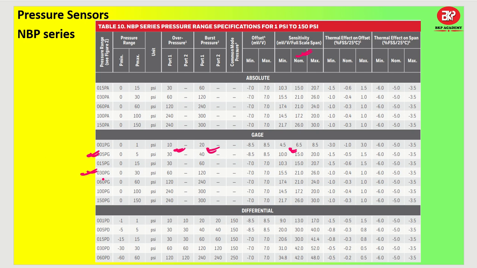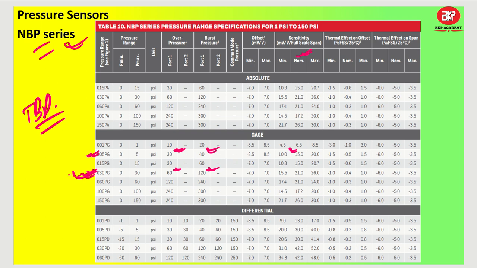Next, coming to the 30 psi, it can take up to 60 psi and 120 psi. So if you want to go ahead with a more sturdy one, you have to take the TVP series. And if you want a little bit less sturdy one, then the NBP series. But I'll suggest you go ahead with the NBP series. It will be a bit lower cost, as well as suitable for our applications.